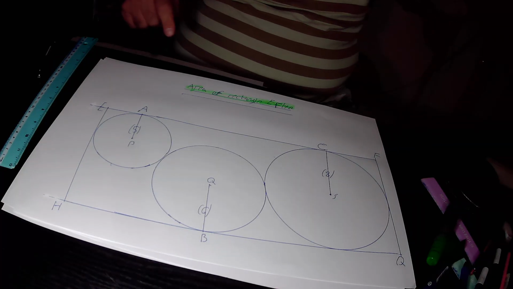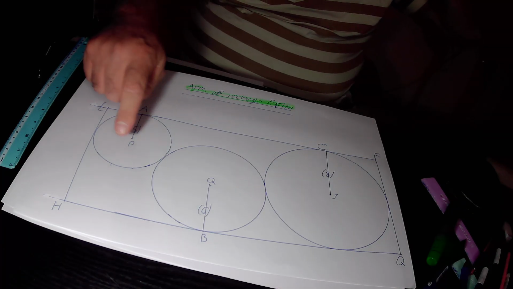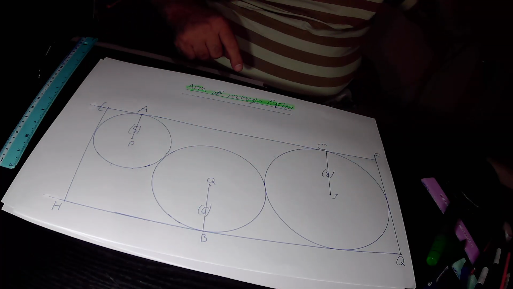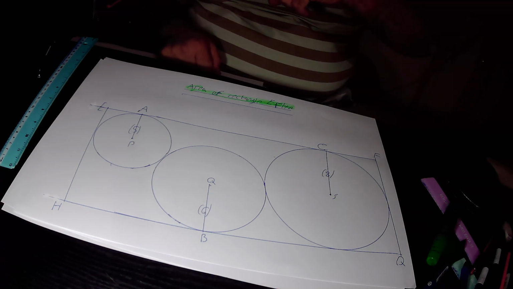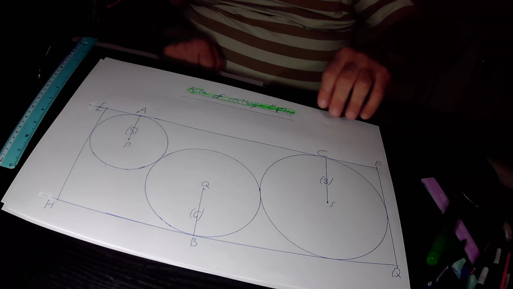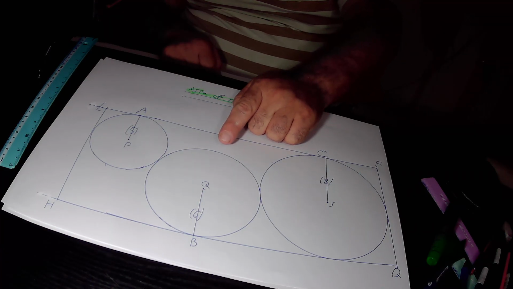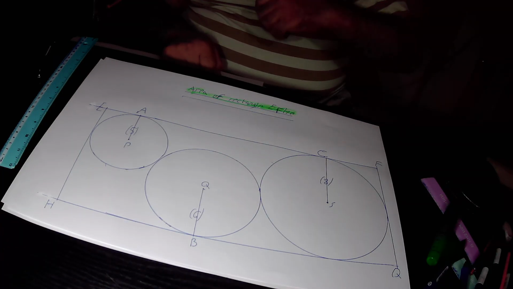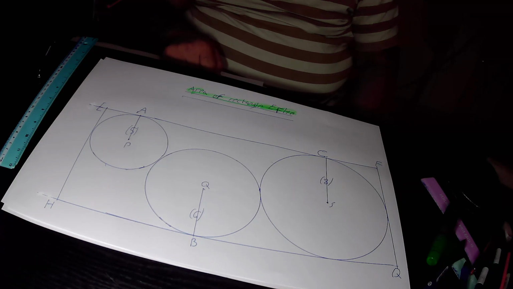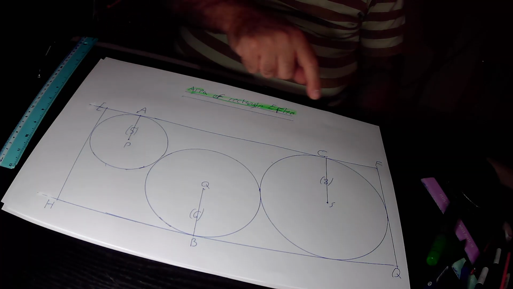In the drawing we have rectangle EHQF. Beside this big rectangle EFQH we have three circles. The radius of this small circle is equal to 5 units in its length. The radius of this median circle is equal to 6 units in its length. The radius of this big circle is equal to 8 units in its length. Again, our task is to find out the area of this big rectangle EFQH.